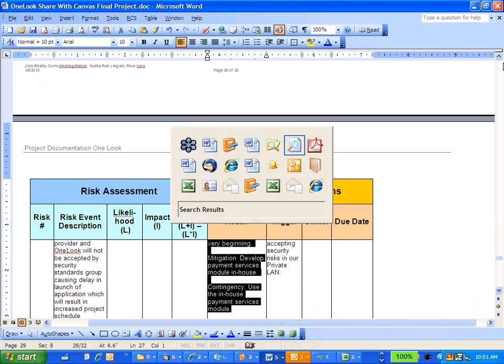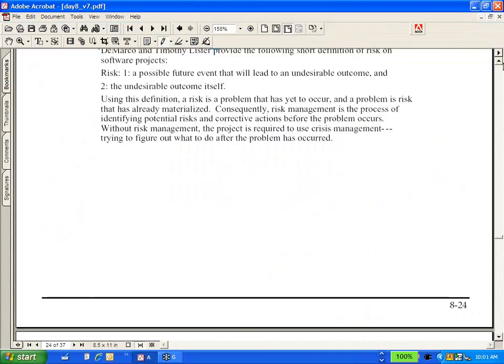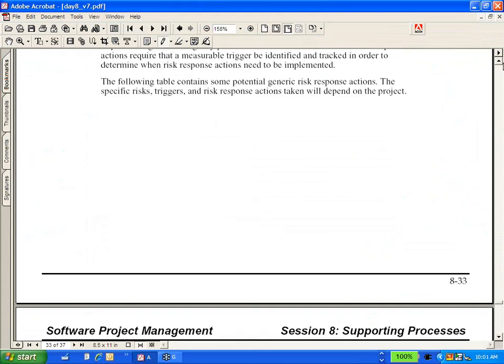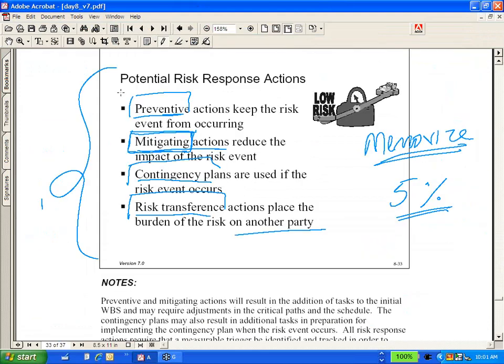So the point is that you cannot say that these potential risk response actions must always be there. It just depends. Sometimes you'll not have any preventive. You'll only have mitigative, contingency, transfer. Sometimes you'll not have this.